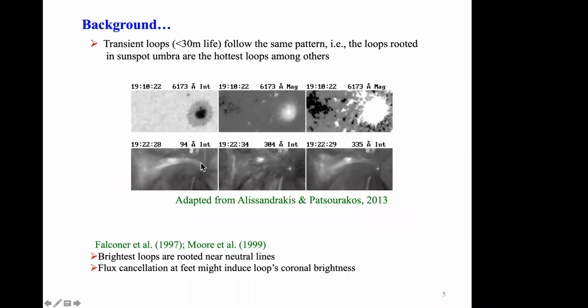This is an example from AIA. This is a very bright loop that originates from the sunspot umbra. Falcone et al. and Moore et al. found that the brightest loops are rooted near neutral lines, and they proposed that flux cancellation at the feet of the loop might be inducing coronal brightness.